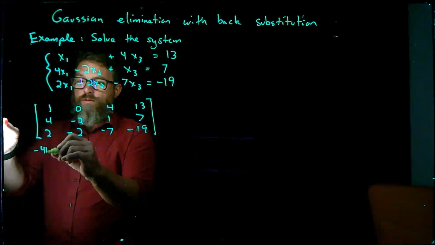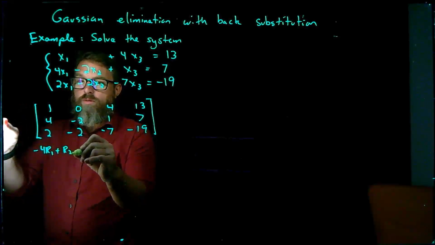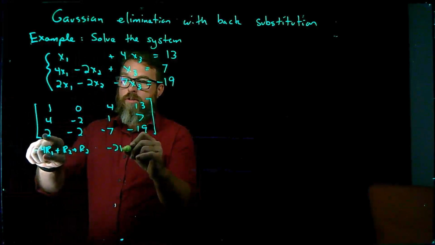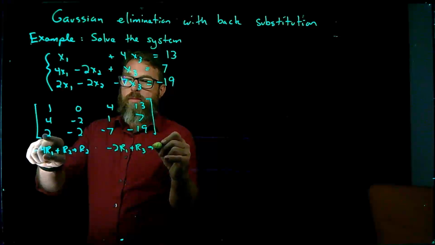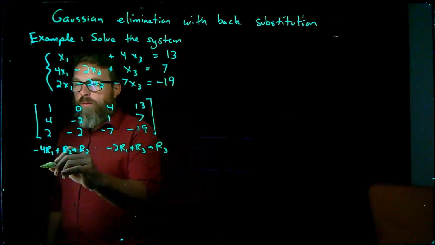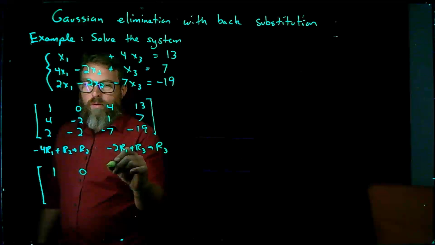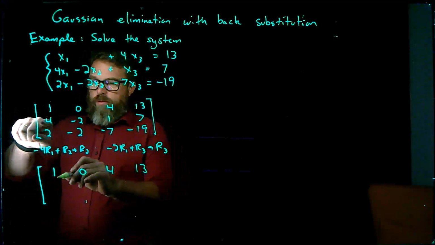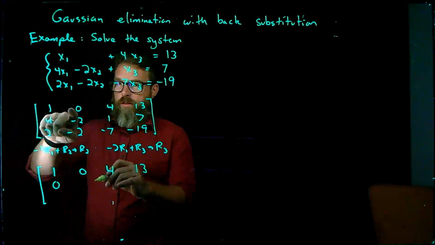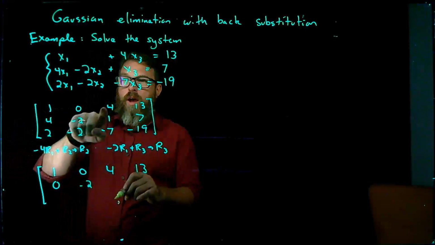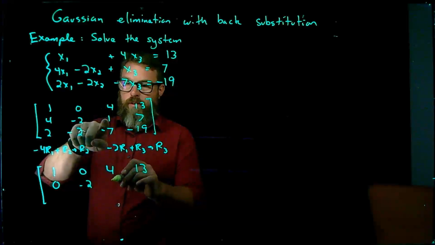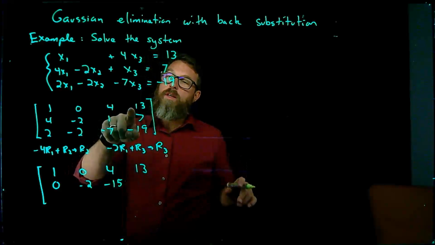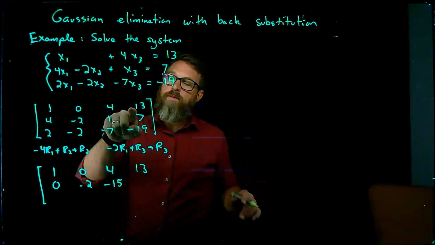So this is minus 4 row 1 plus row 2 is going to be my new row 2. And I need to make this a 0, so this is going to be minus 2 row 1 plus row 3 is going to be my new row 3. And what that is going to give us is 1, 0, 4, 13. Minus 4 times 1 is minus 4 plus 4 is 0. Minus 4 times 0 is 0 plus negative 2 is minus 2. Minus 4 times 4 is minus 16 plus 1 is minus 15. Minus 4 times 13, so 40 plus 12 is going to be 52 in the negative.